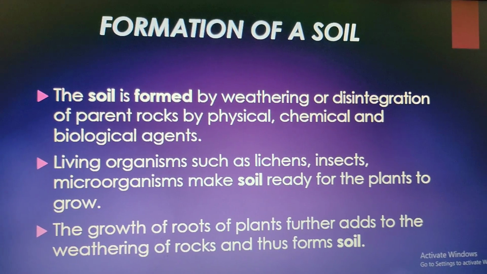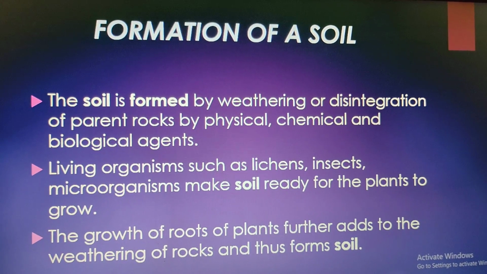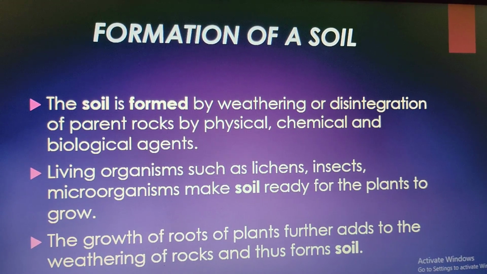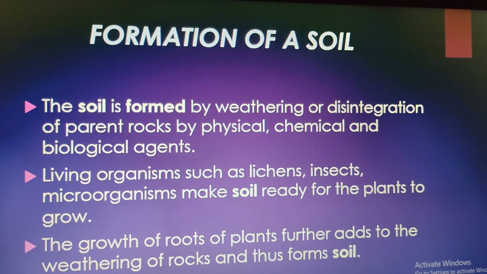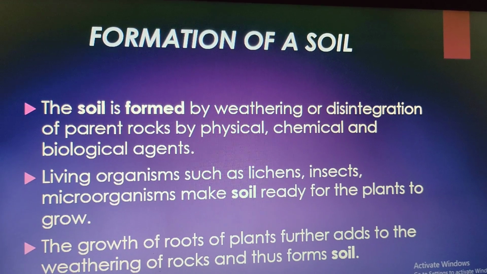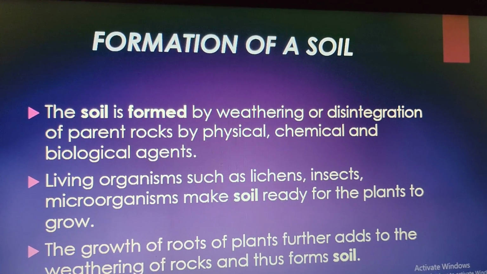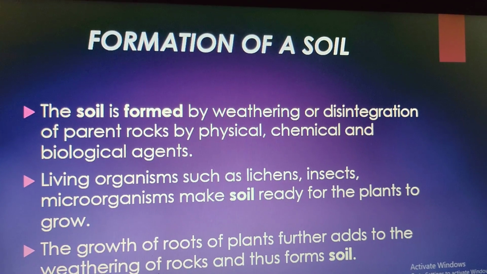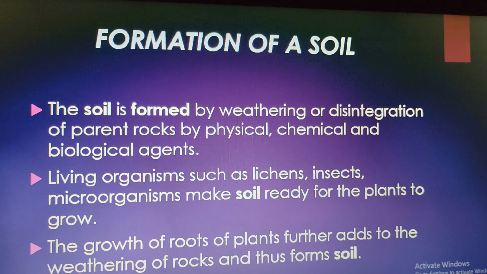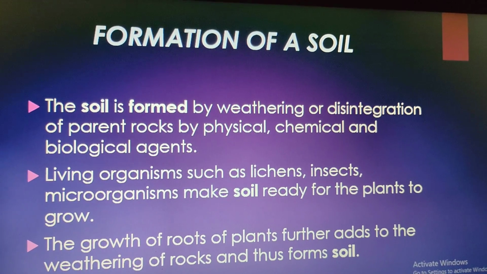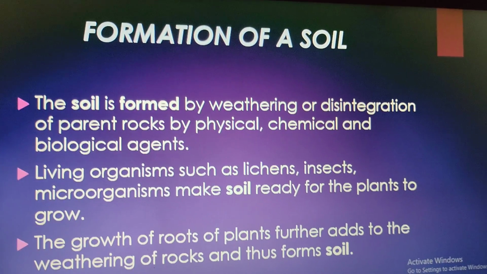Now, how is soil formed? The soil is formed by weathering or disintegration. Disintegration means breaking down of parent rock by physical, chemical, and biological agents. Living organisms such as lichens, insects, and microorganisms make soil ready for the plants to grow, means they help in making the soil fertile. The growth of roots of plants further adds to the weathering of rocks and thus forms soil.